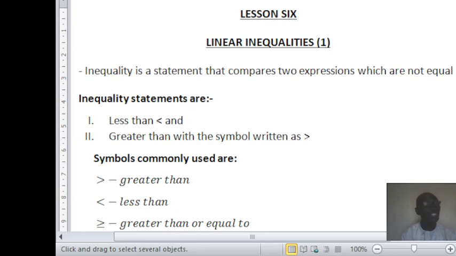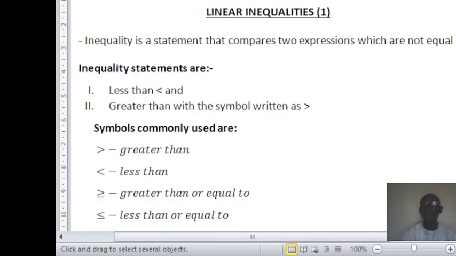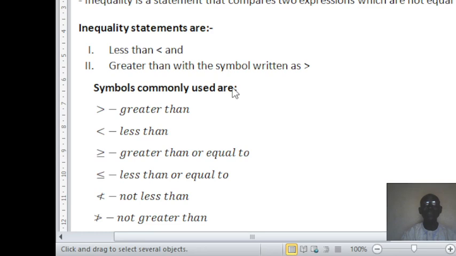We have inequality statements, and some symbols we use to show signs of inequality. You look at them there on the screen. Number 1 there, we have less than, written as a triangle, almost a semi-triangle here, as you can see.